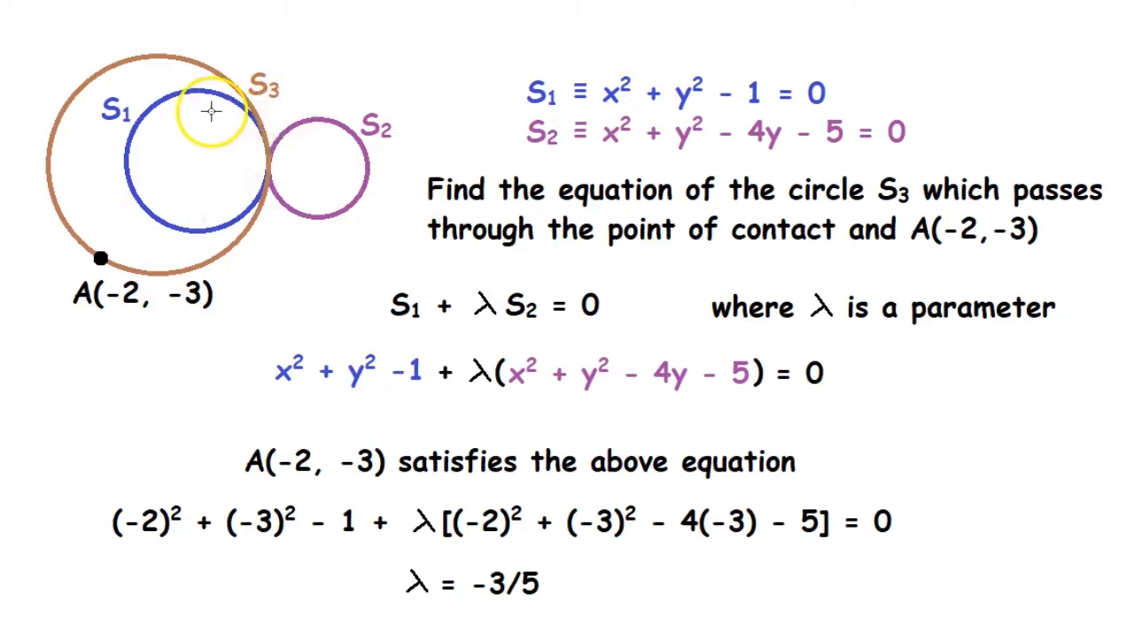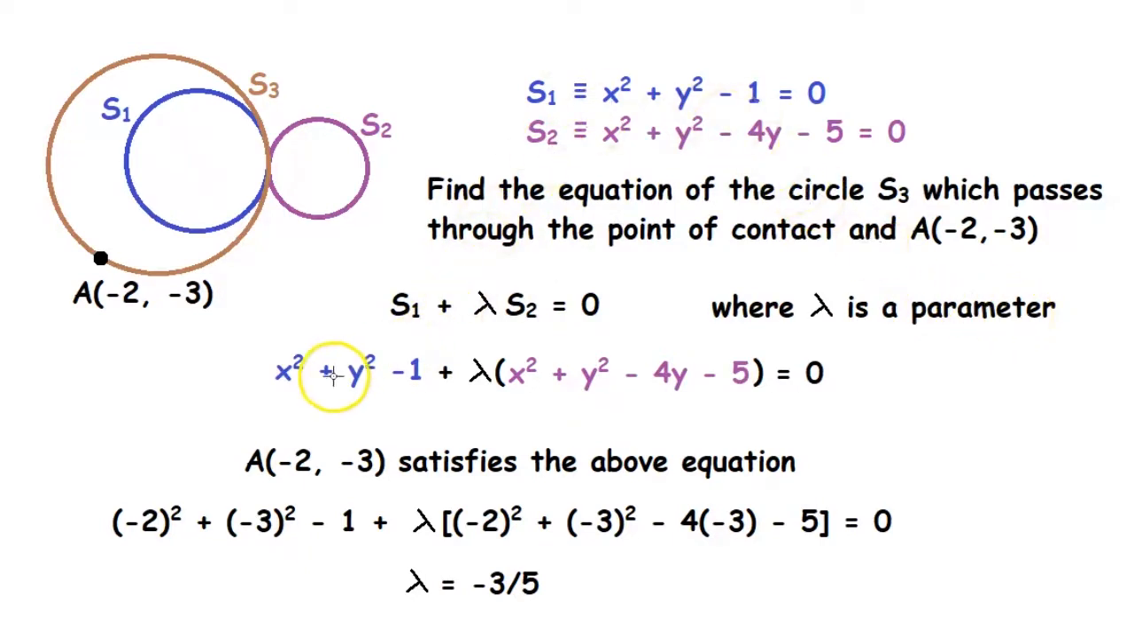So here it is given that the circles S1, x squared plus y squared minus 1 equals 0, and S2, x squared plus y squared minus 4y minus 5 equals 0, touch each other. We are asked to find the equation of the circle S3 which passes through the point of contact and A(-2, -3). Since this circle S3 passes through the point of contact, we can understand that it is part of the family of circles. So we can use the equation S1 plus lambda S2 equals 0, where lambda is a parameter.